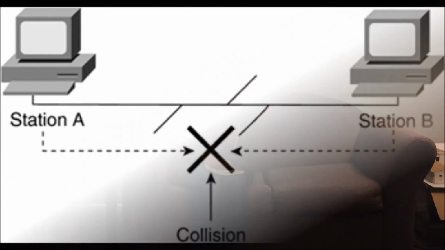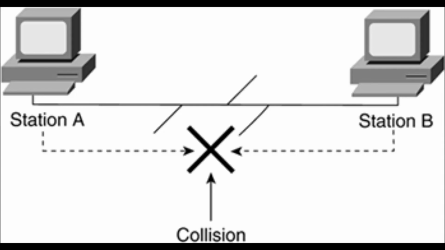Now I would like to talk about jamming. Jamming is the collision reinforcement signal sent by the repeater to all other ports. When a collision is detected, the NIC sends out a jam signal so it can let all other stations know that a collision took place.